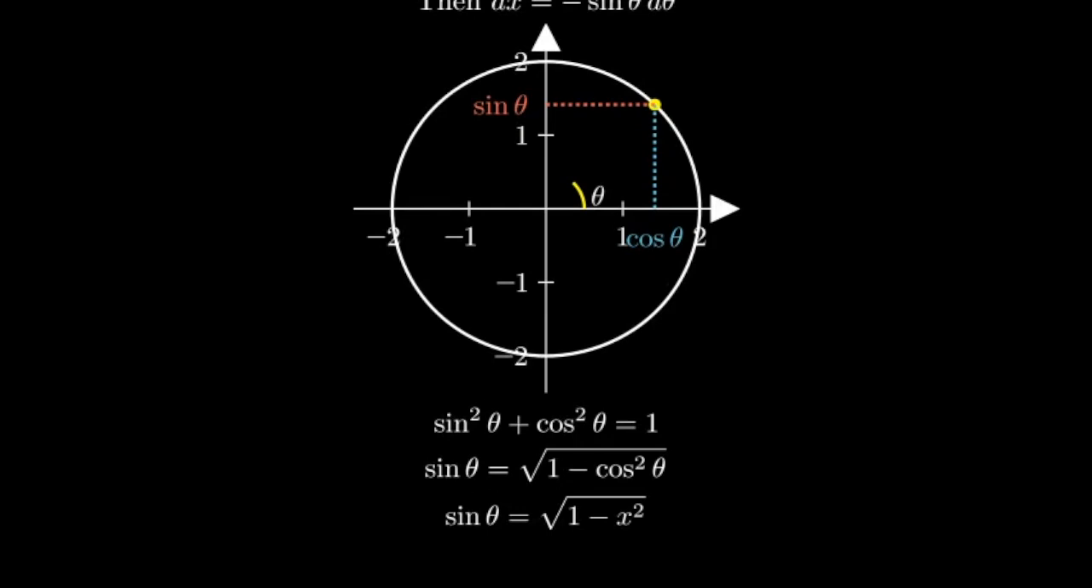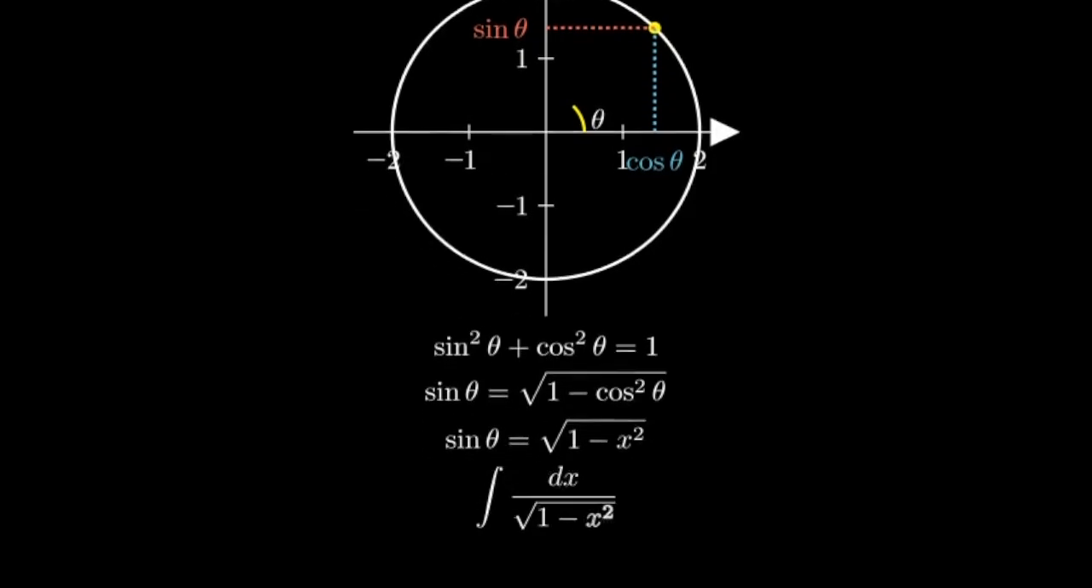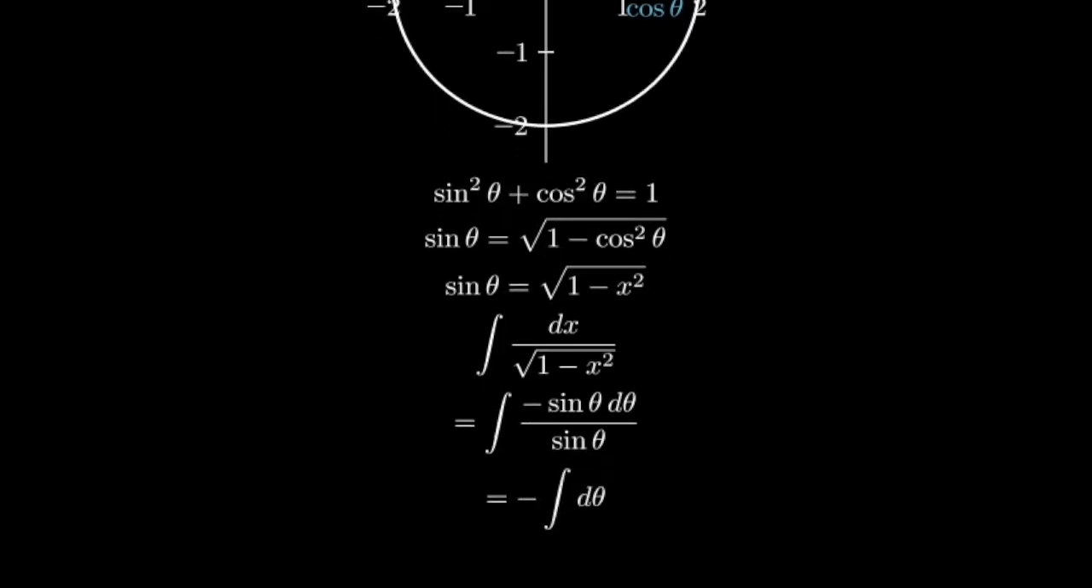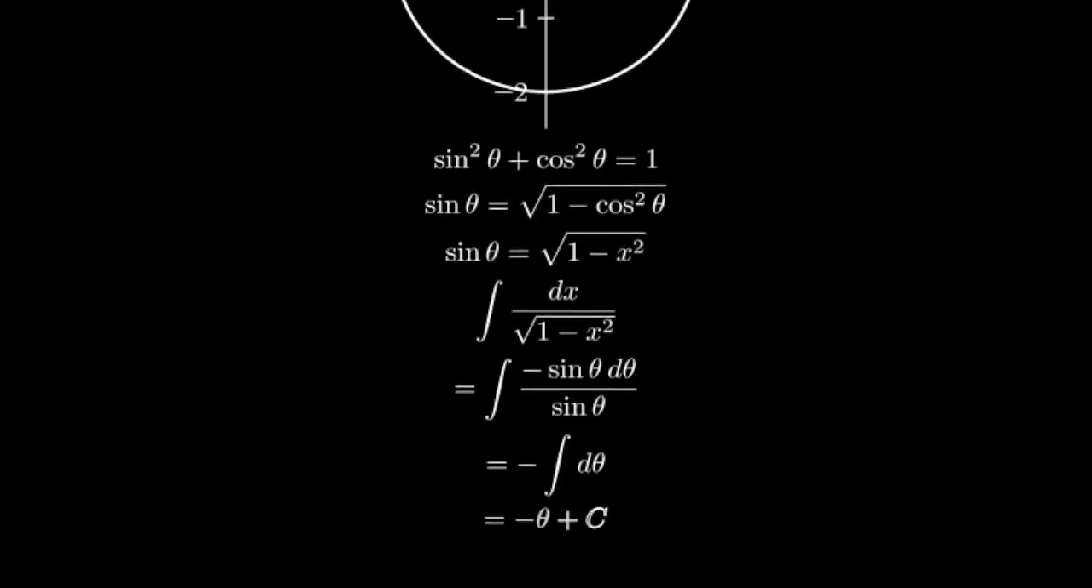Now, let's substitute these into our integral. The integral becomes 1 over square root of 1 minus x squared times dx. Substituting dx equals negative sine theta d theta, and the denominator becomes sine theta. The sine theta terms cancel out, giving us negative integral d theta. This integrates to negative theta plus c.